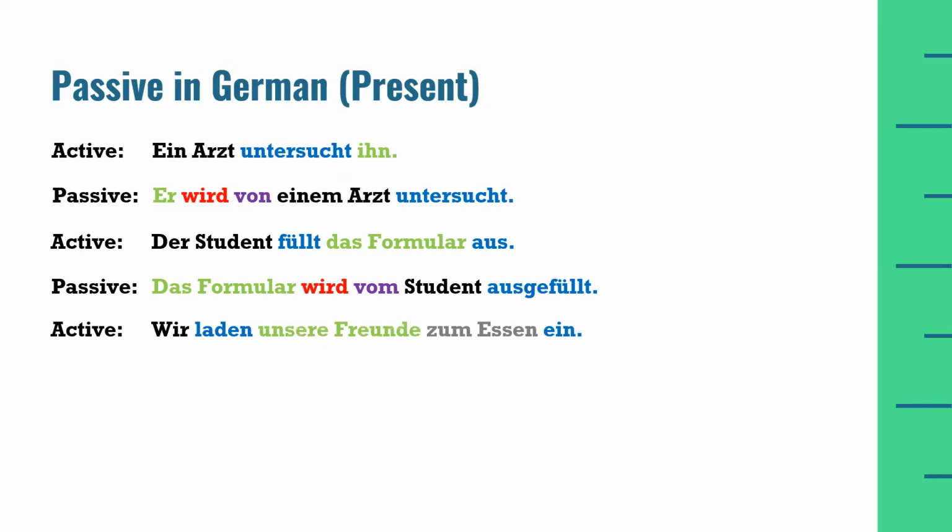Another example, wir laden unsere Freunde zum Essen ein. We invite our friends to a meal. Here again, einladen is a separable verb, so ein comes at the last position of the sentence. We first identify the subject and object of the sentence so that we can use them in the passive sentence. So here in this sentence, wir is the subject and unsere Freunde is the object.